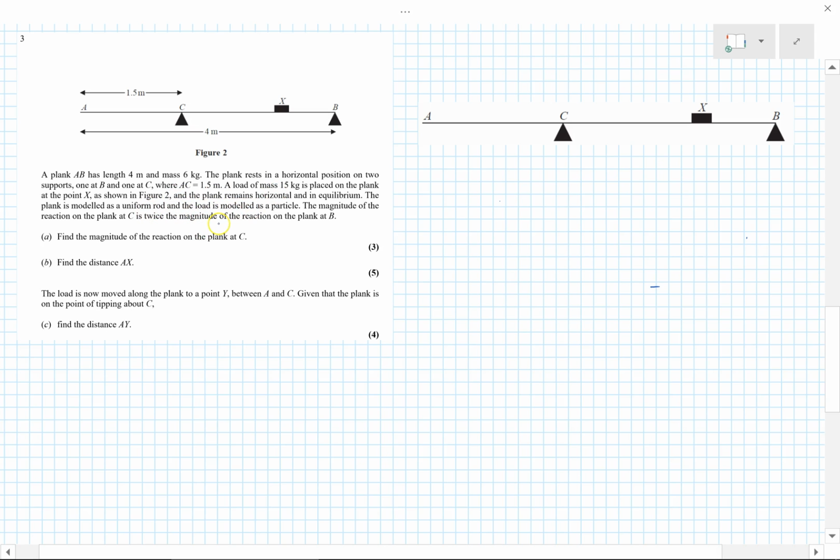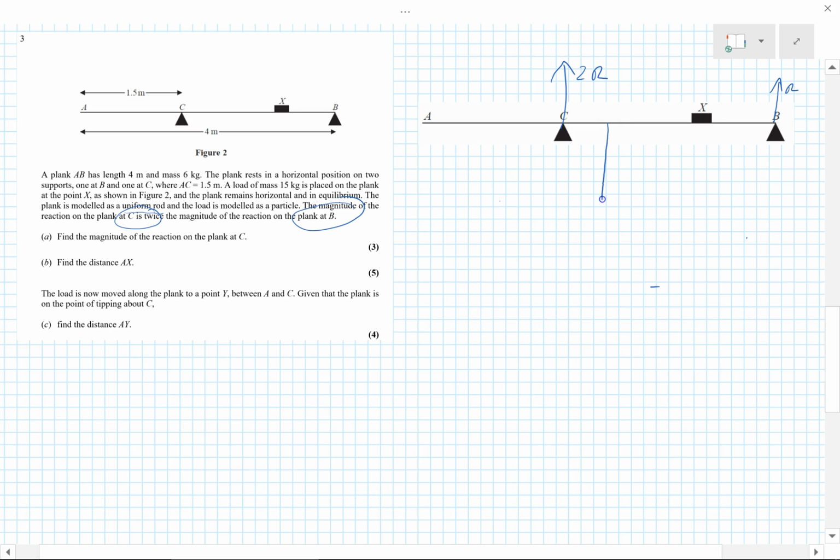Uniform plank, it should say that somewhere. And yeah, uniform, always look for that, uniform. So we are told that the magnitude of the reaction at C is twice that of B. If I call the reaction at B R, then I can call the reaction at C 2R.